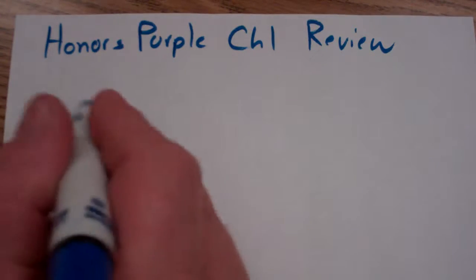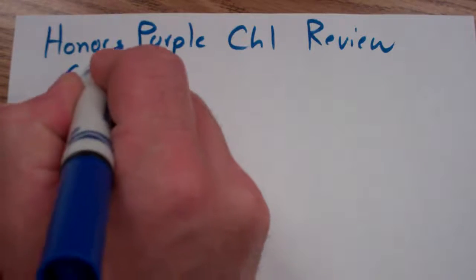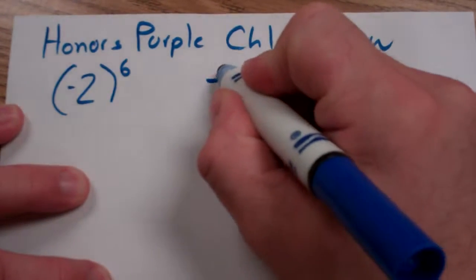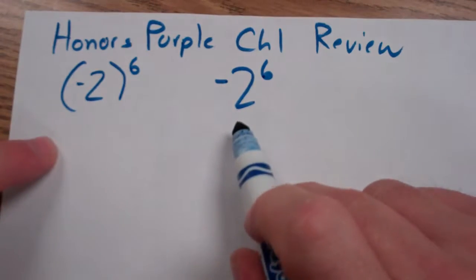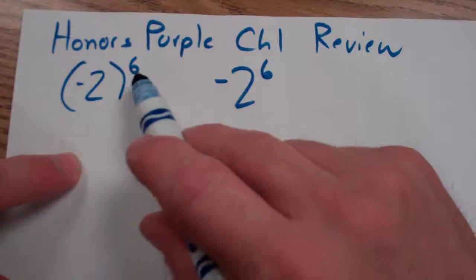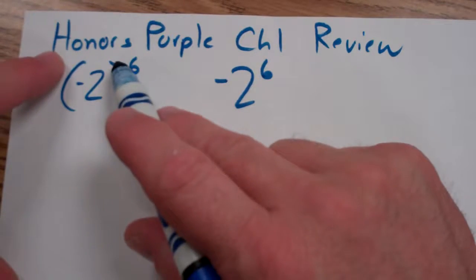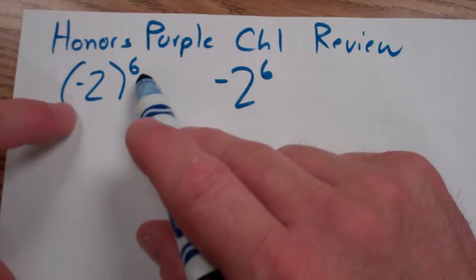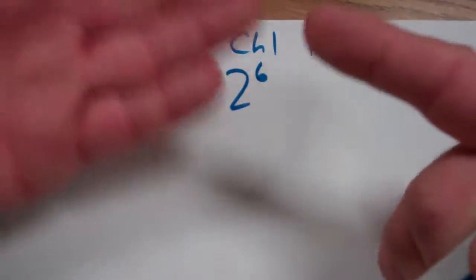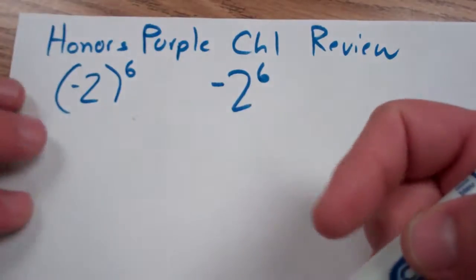Number 1, what is the value of negative 2 to the 6th power? And then it also says this. We want both of these. These are totally different problems, aren't they? Remember, don't overexert or underexert the power. This power goes to the parenthesis, which means the negative 2 is going to the 6th power. That's a negative times a negative times a negative times a negative times a negative times a negative. That's 6 of them. So guess what? It's going to be positive.